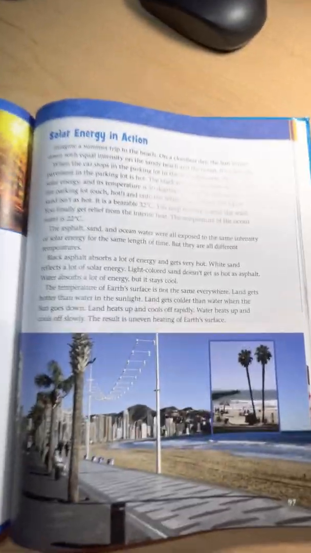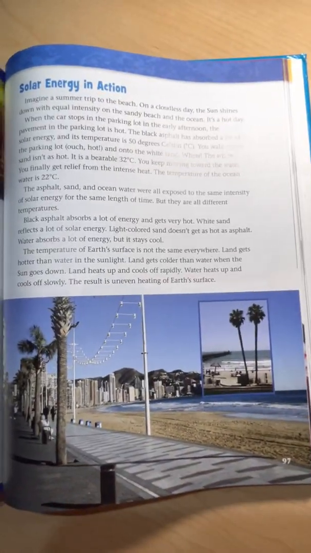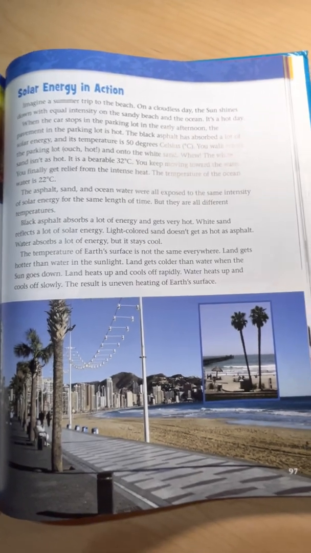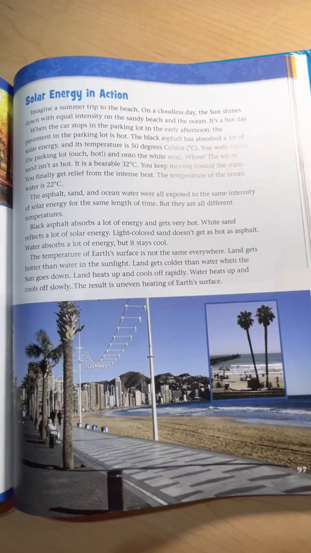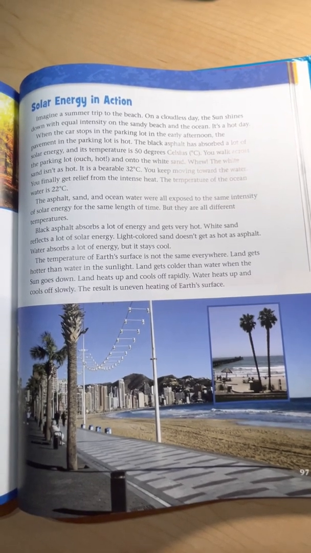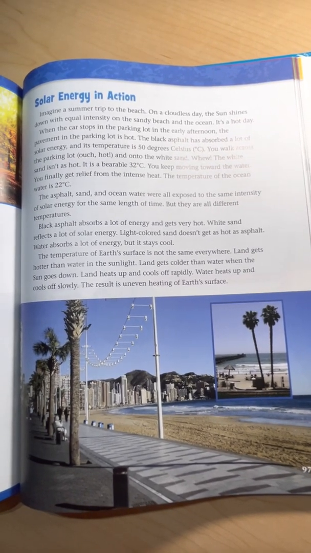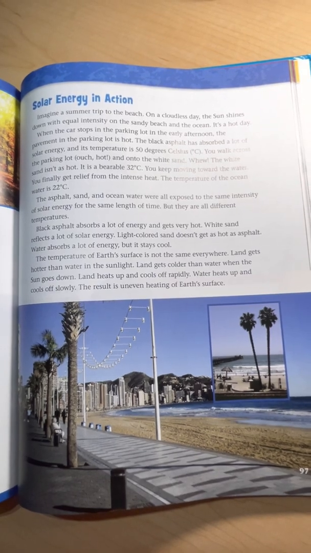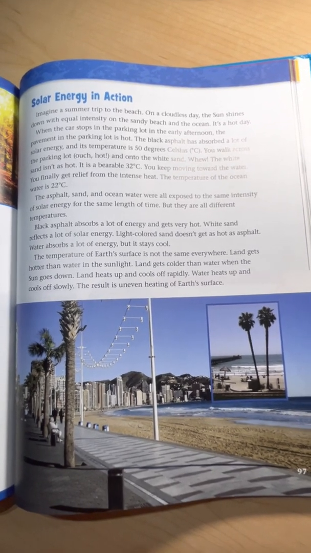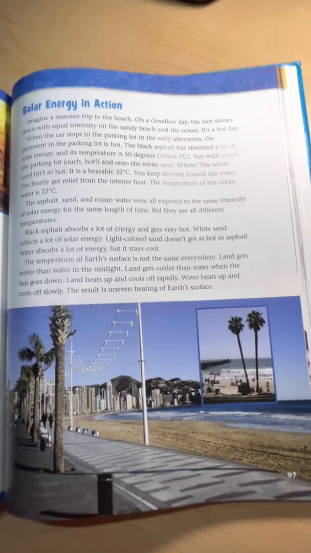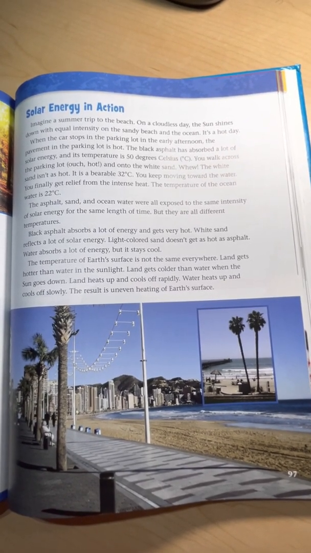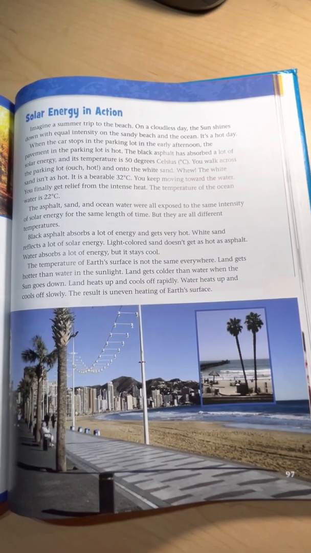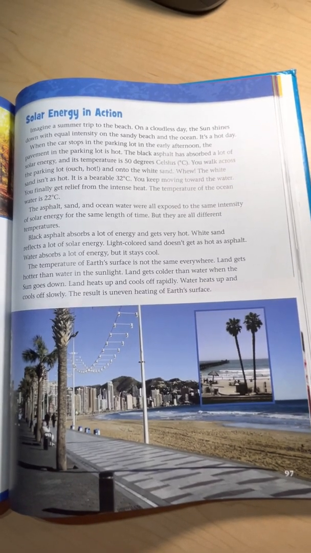So here was the story about the beach to kind of give you a real life example of solar energy in action. And it says, imagine a summer trip to the beach. On a cloudless day, the sun shines down with equal intensity on the sandy beach and the ocean. It's a hot day. When the car stops in the parking lot in the early afternoon, the pavement in the parking lot is super hot. The black asphalt has absorbed a lot of solar energy and its temperature is 50 degrees Celsius. You walk across the parking lot and ouch!